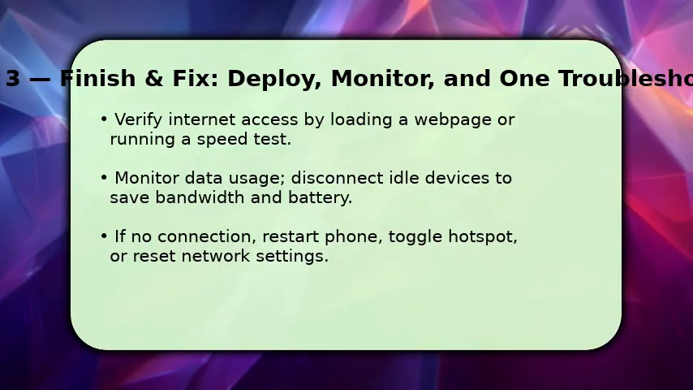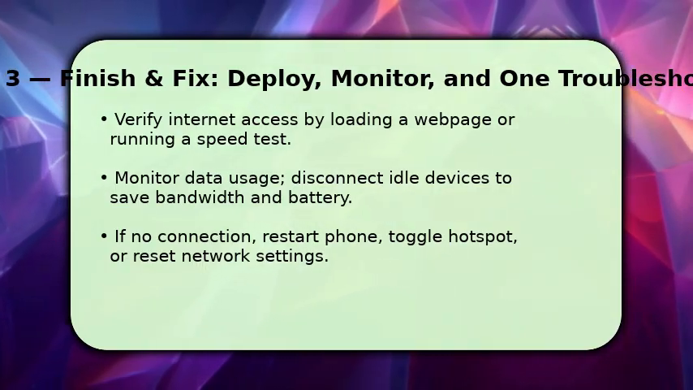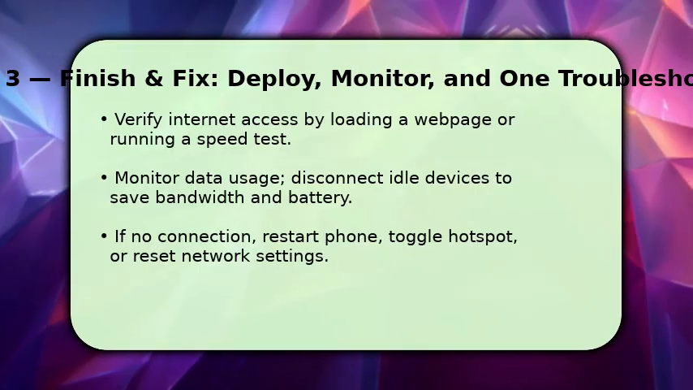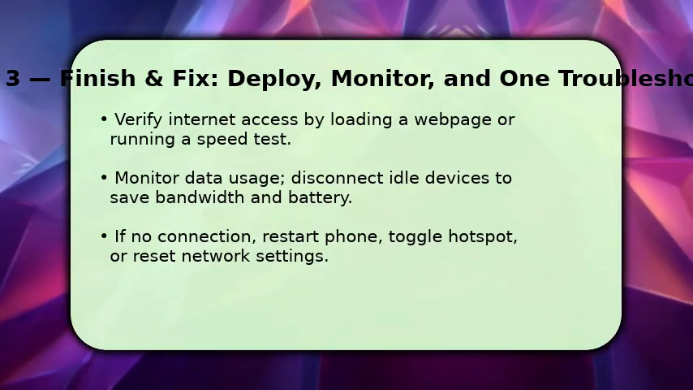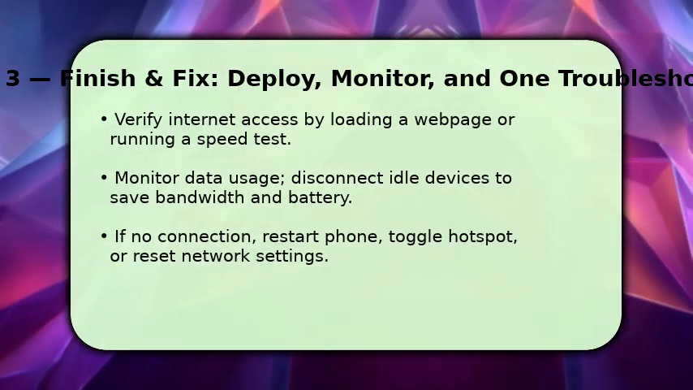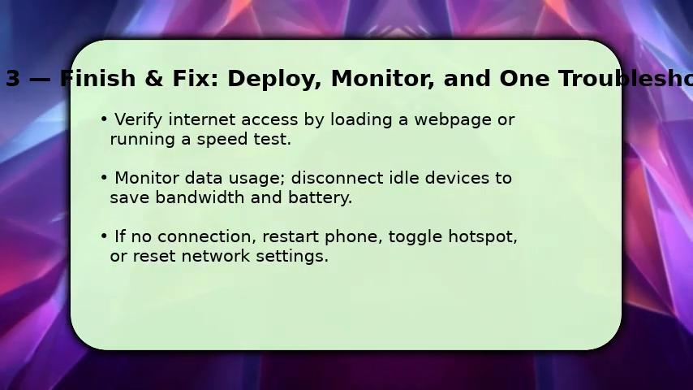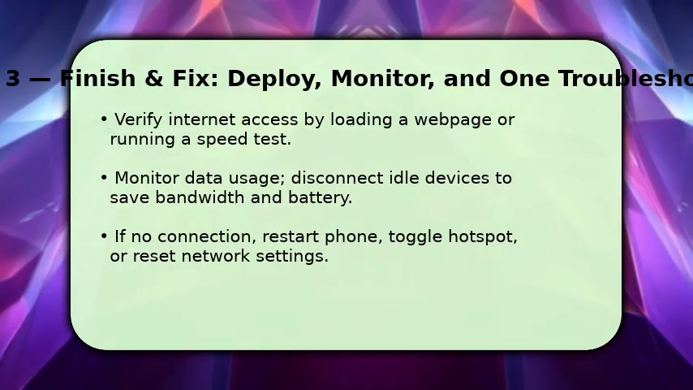If something fails, first restart the phone and the client device, then toggle the hotspot off and on. If problems persist, reset network settings as a last resort. This clears misconfigured profiles and often resolves stubborn IP, DNS, or tethering permission issues.